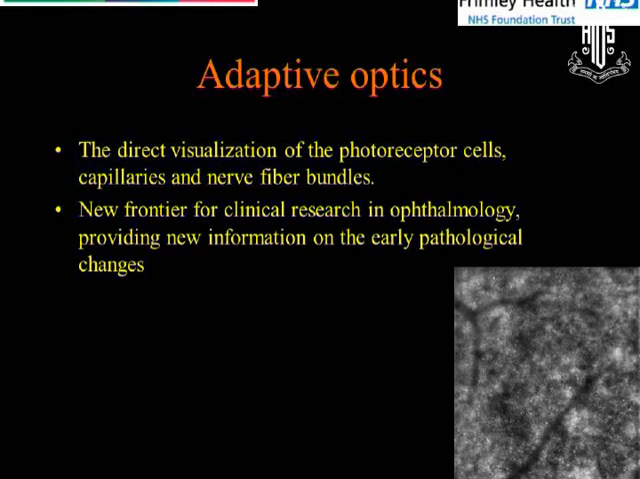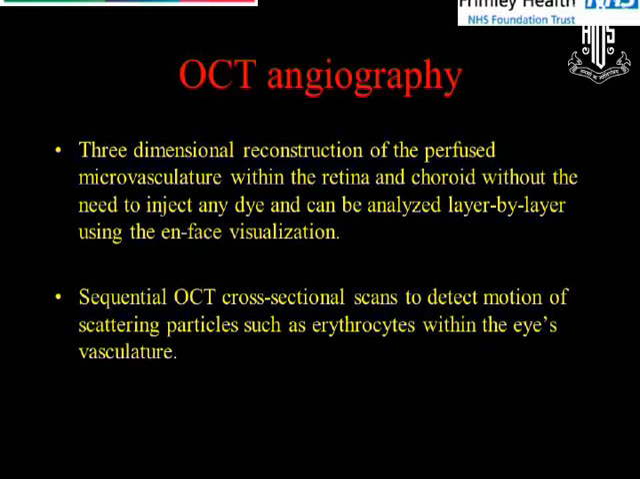Then came adaptive optics, where you had direct visualization of the photoreceptors, the capillaries, and the nerve fiber bundles, and this again allowed you to look at early pathological changes in these layers. And now today we have OCT angiography, and this is a real leap into the era of retinal imaging, where you can three-dimensionally reconstruct the perfusion of the microvasculature within the retina and the choroid without having to inject a dye. And you can analyze it layer by layer in an en face visualization.